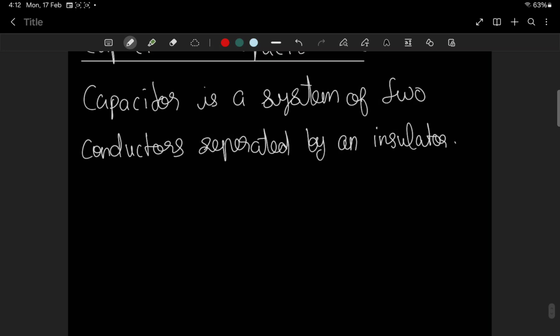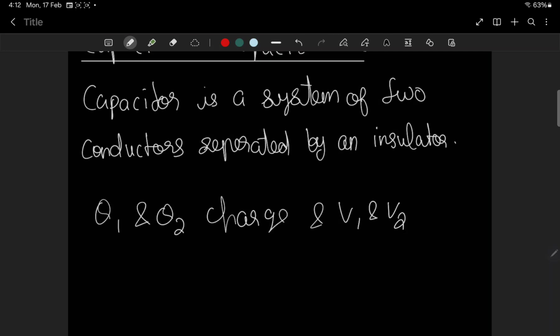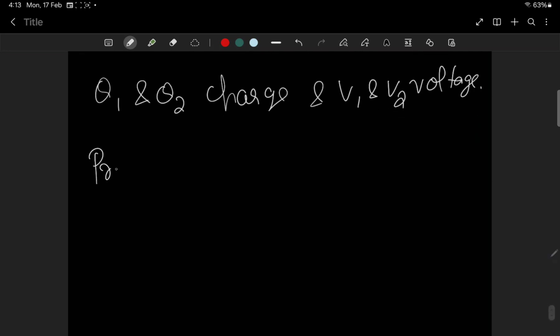Let us consider that there are two conductors, and let the conductors have charges Q1 and Q2, and voltages V1 and V2. These conductors can be charged normally, just as we charge batteries. Just connect it to electricity, and it will get the charge. Now what is the principle of a capacitor? What is the principle behind it?